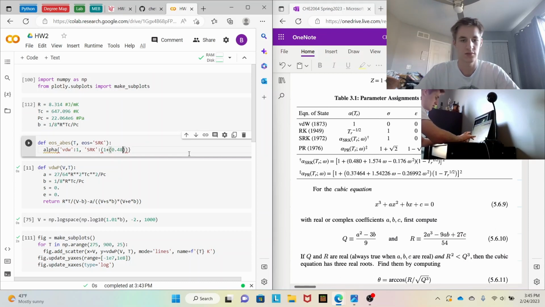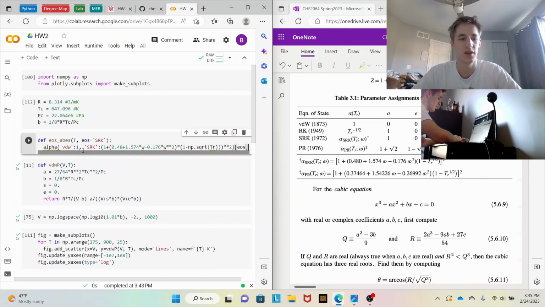0.48 plus 1.574 times W minus 0.176 times W squared, and we will multiply that by 1 minus the square root of TR, and it is all squared. Right? So now we can see here, oh, actually first we need to write in EOS in brackets over here, right? So that it knows it's going to pull the string value associated with EOS. So if EOS is VDW, it will give us an alpha value of 1, and if it is SRK, it will compute this value right here.